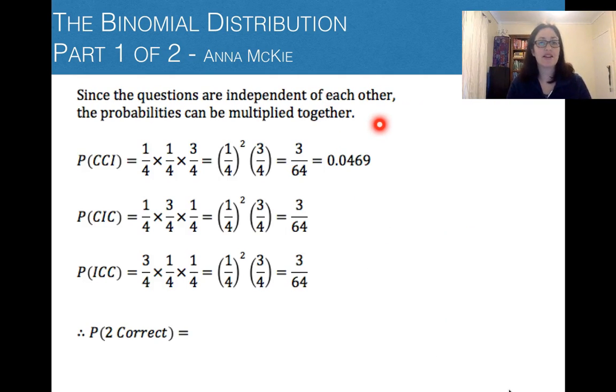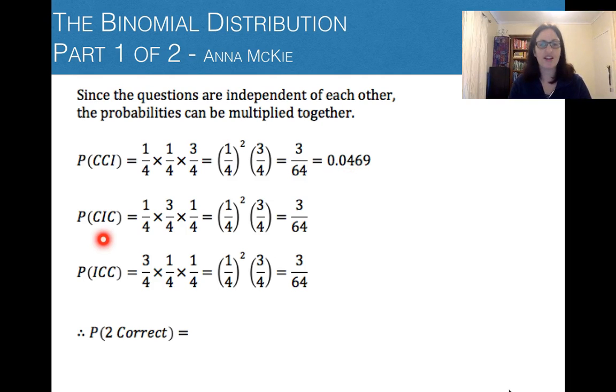Okay, so since the questions in the multiple choice test are independent of each other, we can multiply the probabilities. So looking at the first one, what's the probability of getting correct, correct, and incorrect? Here's the probability of correct, multiplied by the probability of the next one correct, and then multiplied by the probability of getting it incorrect. Another way of writing this is we have 2 lots of 1 on 4, so that's 1 on 4 squared, multiplied by 3 on 4, gives us 3 on 64, or this number here.